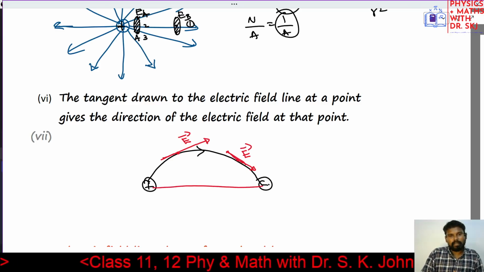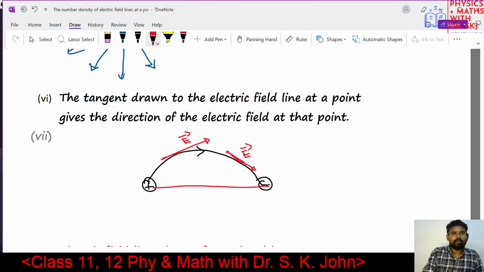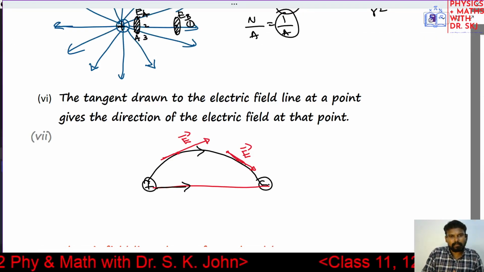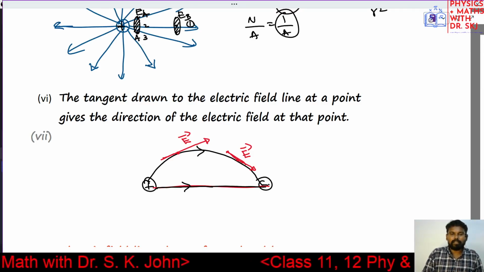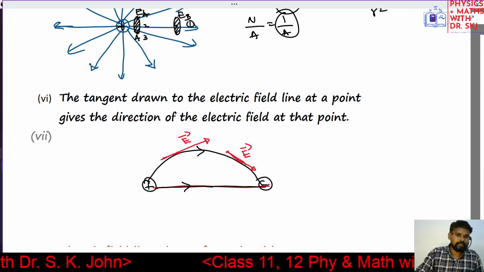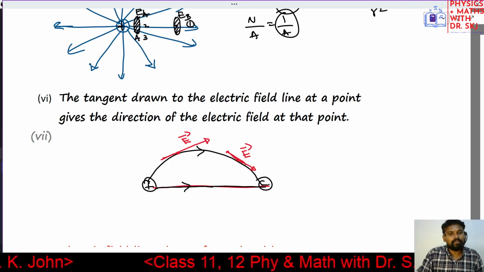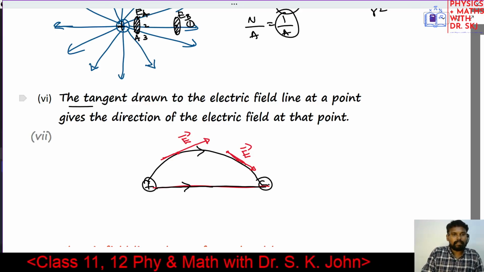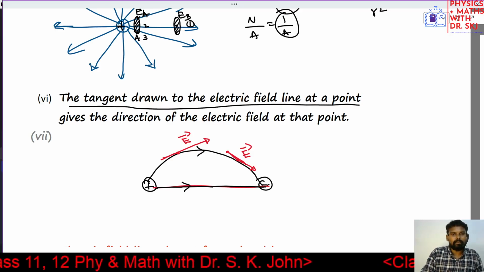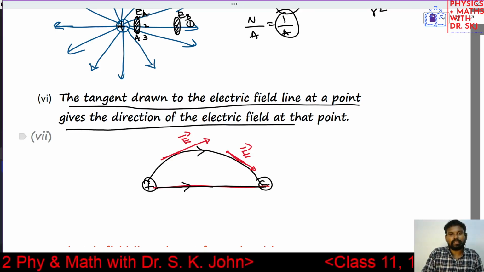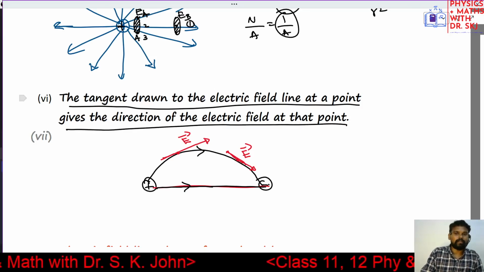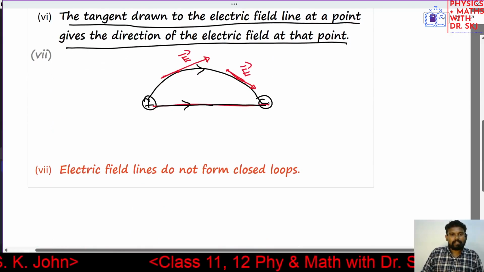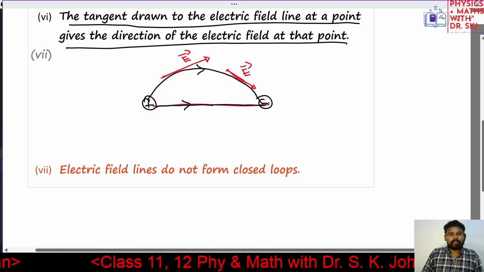If you consider the field line like this, here the field line will be straight. That is the same as the direction. If it's a straight line, there is no need to draw the tangent. But if it's a curve, you should draw the tangent to get the direction of the field. So the tangent drawn to the field line at a point gives the direction of electric field at that point. This is a very important property. Tangent will give the direction of electric field at that point.